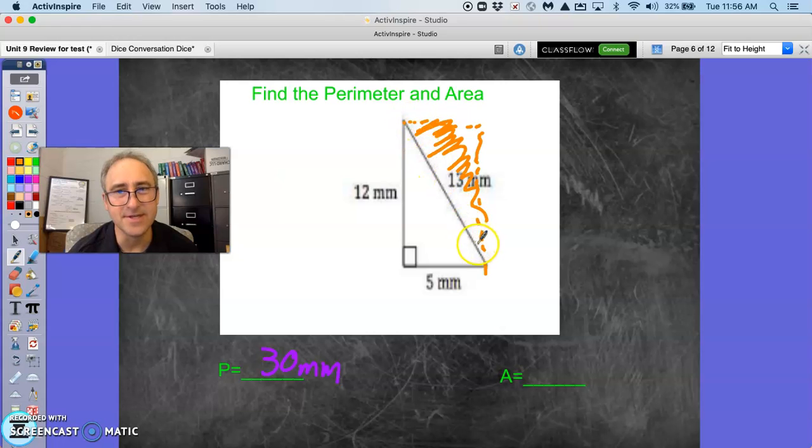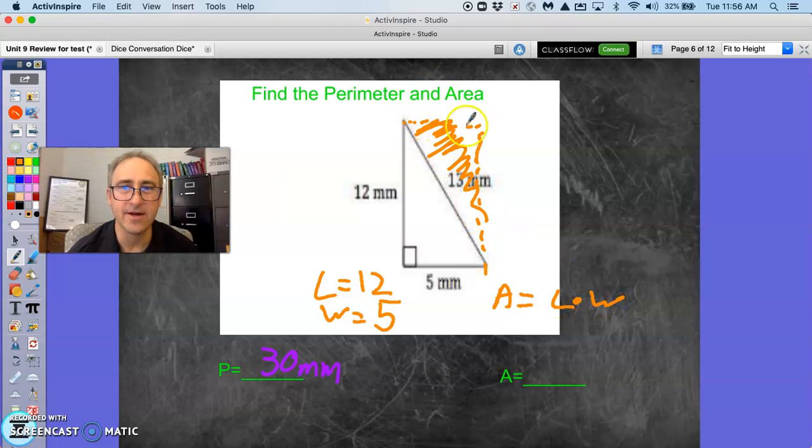See how 13 is in the middle of the rectangle? 12 and 5. I'm sorry, not 15, 12 and 5. Those are the two numbers I need to find area. Area equals length times width. But with a triangle, it's half of a rectangle, so I need to divide it by 2.